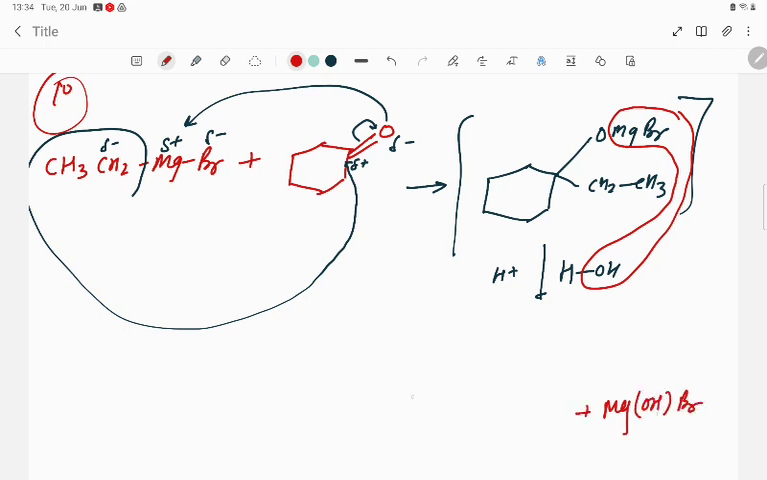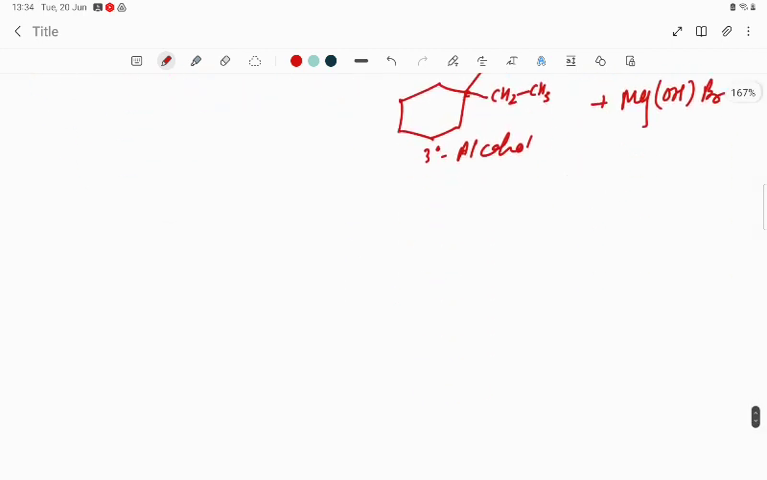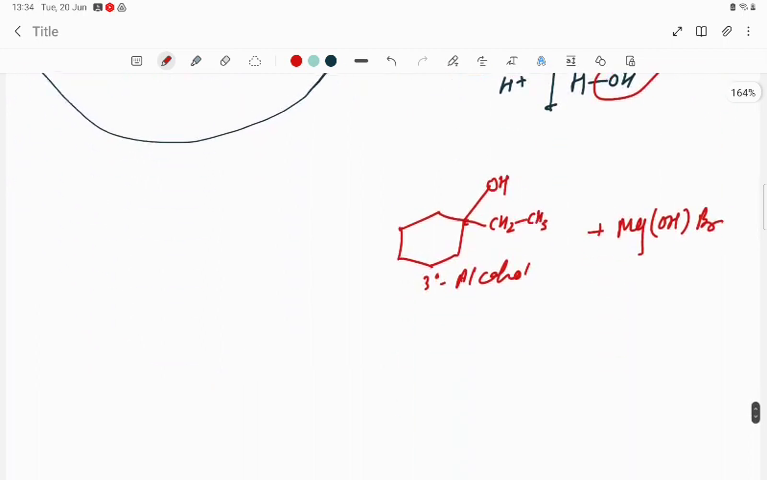What is left here, student? What is the final product? The final product is this one, student. This is OH, here is CH2 and CH3. If I ask you what is the degree of this alcohol, student? This is the alpha carbon, attached with 3 carbons, so it is a 3 degree alcohol. So if you are treating with a ketone, the product will always be a 3 degree alcohol, student. Now let us move on to question number 11, student.